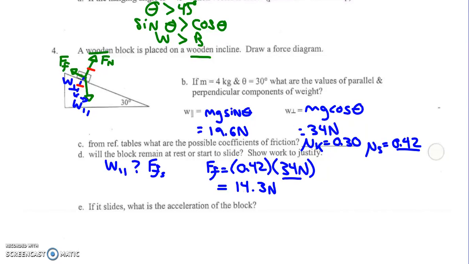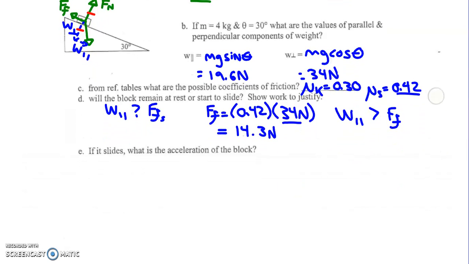So now, here's the catch. We know that it's going to slide because the weight parallel is greater than the force of friction. In the next part, we're asked to figure out the acceleration of the block, so we know that a equals F net over m. But what we do not know at this point is what the net force is, because once I've established that it's going to slide, then we're no longer dealing with a static case, we're dealing with a kinetic case.